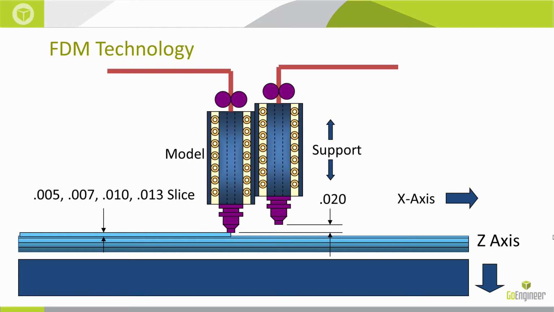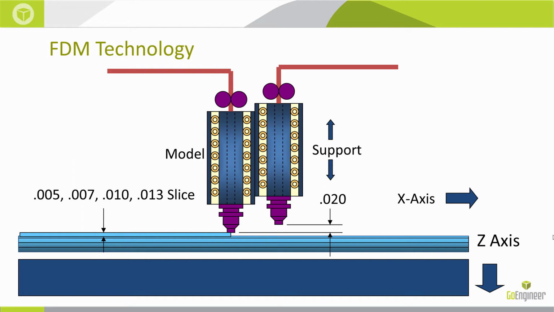So throughout the spectrum of the machines that are available, we have different capabilities in Z resolution. The coarsest we can go is 13 thousandths of an inch slice height. The finest we're capable of right now is 5 thousandths of an inch slice height. Most machines give you an option to choose what slice height you want, 5, 7, 10, or 13 being amongst the options. We're given that option because really we print parts for different reasons.